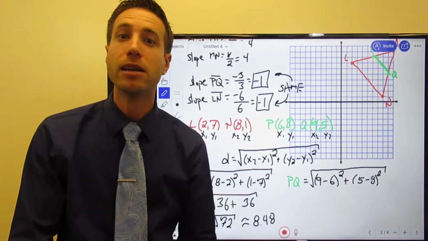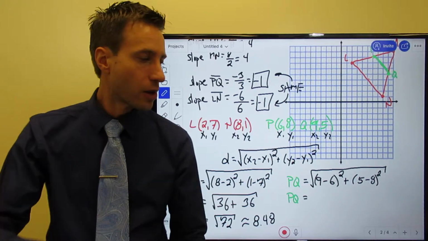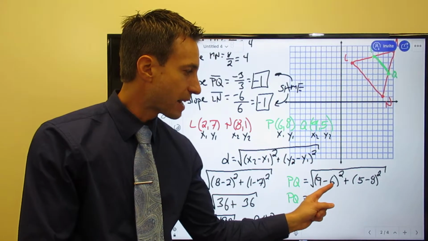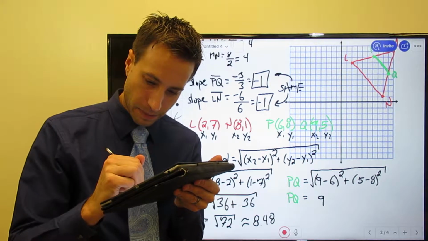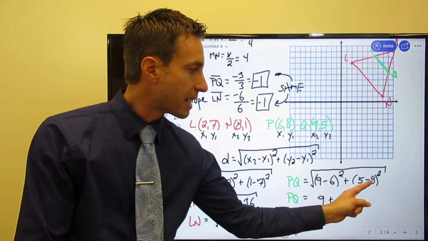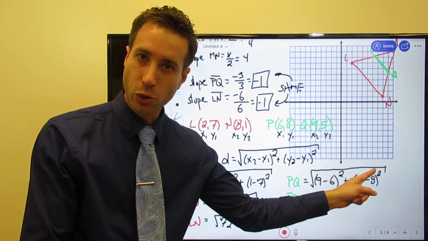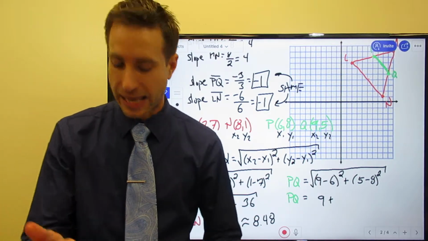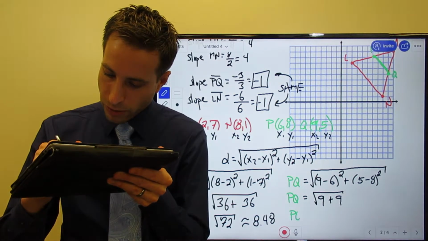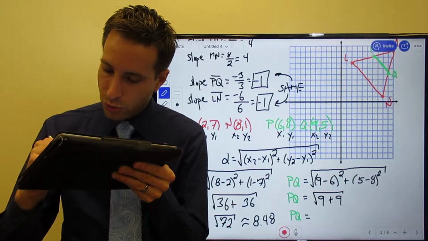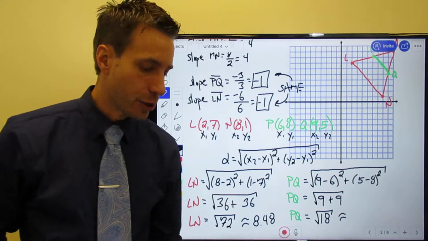Let's compare that to PQ. Here we go. PQ, we wind up with, well, I think, again, we can probably do this in our head. 9 minus 6 is going to be 3. 3 squared, 9. Plus 5 minus 8. Well, 5 minus 8 is going to be a negative 3. But that negative 3 is going to be squared. So a negative 3 squared, again, is going to be 9. We wind up with PQ being the square root of 18, which I can approximate using a calculator.